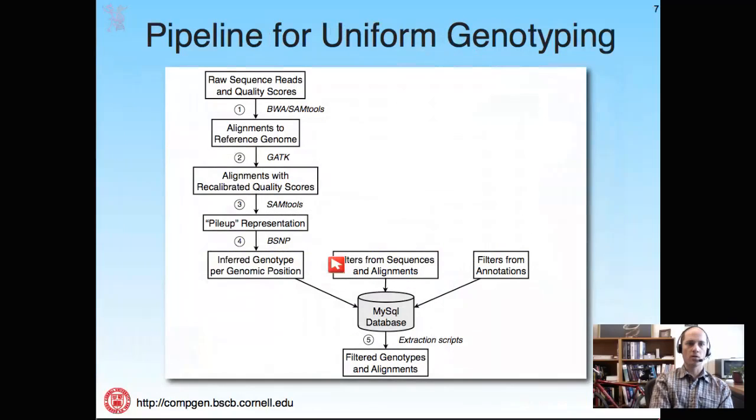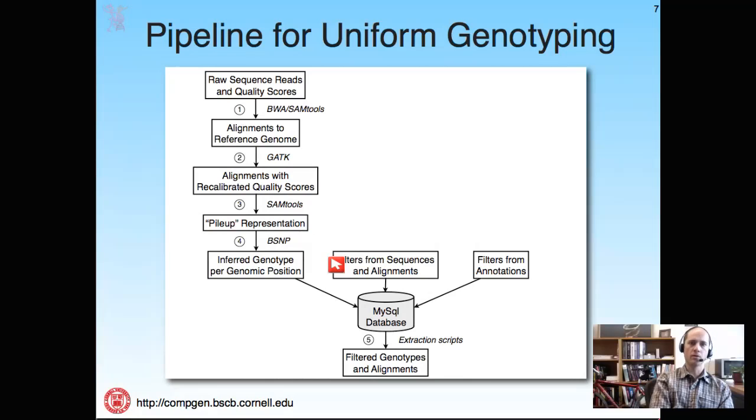So this is just a quick slide showing our genotyping pipeline. We start with the raw reads, as I mentioned. We align them with BWA. We use the GATK tool from the Broad Institute to recalibrate the quality scores, use SAMtools to create a so-called pile-up representation showing all of the observed bases at each position in the reference genome. And then we developed our own method, which I'll say a word about in a minute, called BSNP, for inferring the genotype based on those aligned reads at each position.